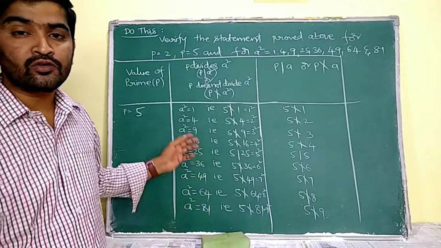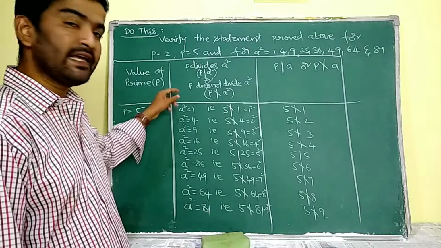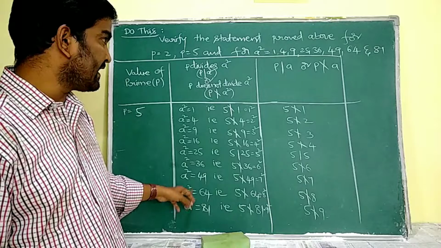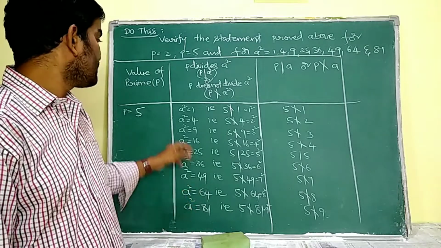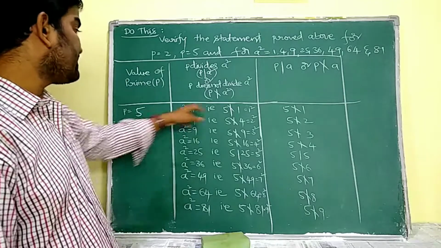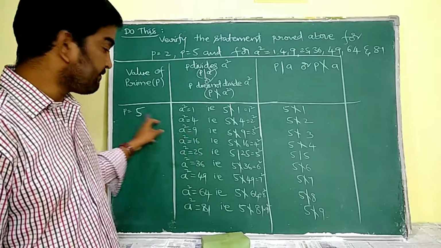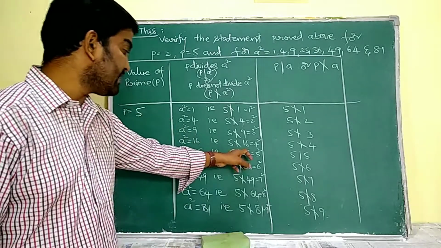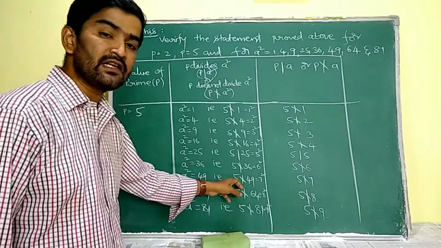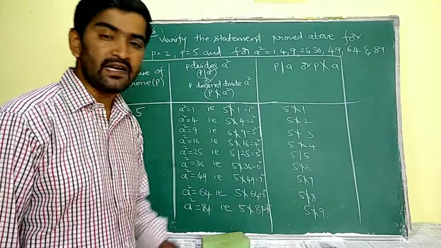Understand? Now we have to check the same question for the prime number p is equal to 5. He gave a square values as 1, 4, 9, 25, 36, 49, 64 and 81. So we have to check whether 5 divides 1 or not. 5 does not divide 1. 5 does not divide 4. 5 does not divide 9. 5 does not divide 16. 5 does not divide 36. 5 divides 25. 5 does not divide 49. 5 does not divide 64. 5 does not divide 81.